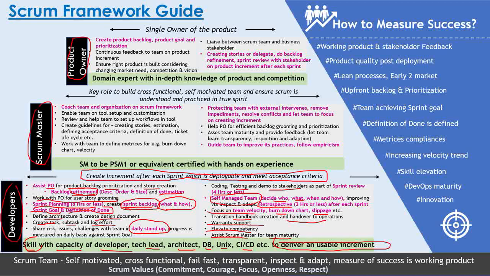Now let's switch to the Scrum Master. What is the Scrum Master supposed to do? At a very high level, the Scrum Master is supposed to coach my team and the organization on the Scrum framework. This is the primary responsibility. That the team understands what Scrum is, the organization understands what Scrum is, and we follow Scrum in its true spirit. So that's the primary job of the Scrum Master.